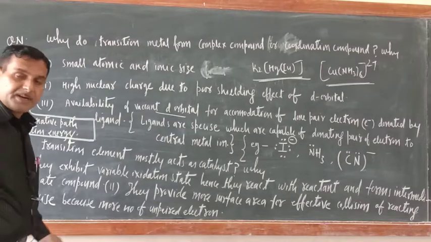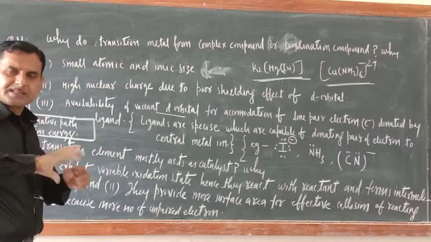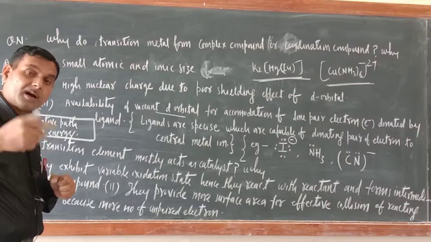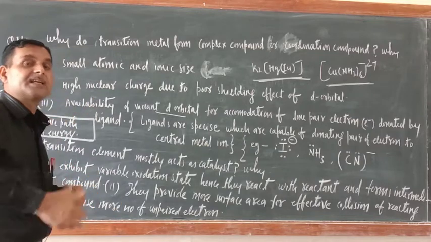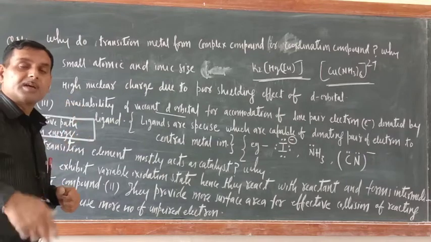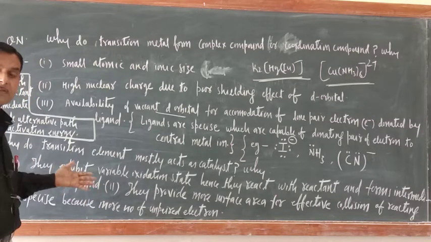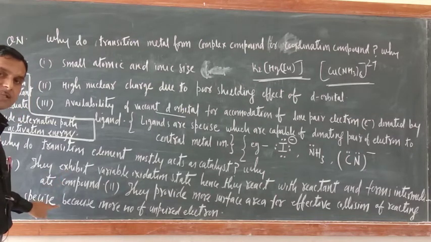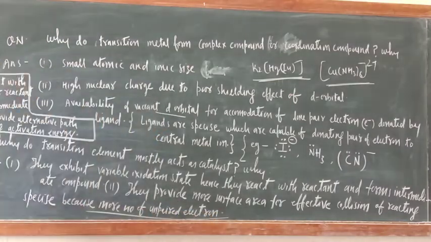Just see, in surface chemistry I taught you, reacting species must collide in order to form the product, and not all collisions lead to product formation. Only some collisions lead to product formation. So if collision frequency is more, then the chances of product formation will be more. So the transition elements provide the surface area for the effective collision of reacting species. And why is their surface area more? Because of the more number of unpaired electrons.